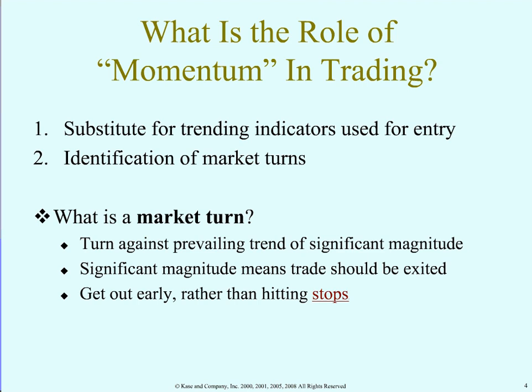And that's a very simplistic way to use momentum indicators. The second way is to use them to identify market turns. So the next question then becomes, what's a market turn? If you're going to use a momentum indicator to identify a market turn, then how are you going to define what a market turn is? The way that we define it is basically this: if the market turns enough that you wish you would have gotten out sooner, it's a market turn.